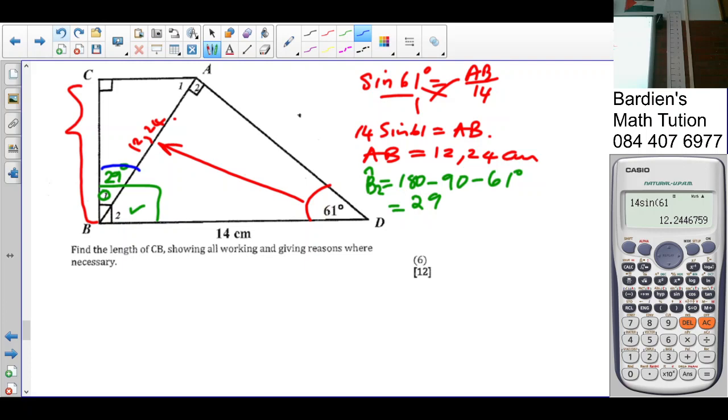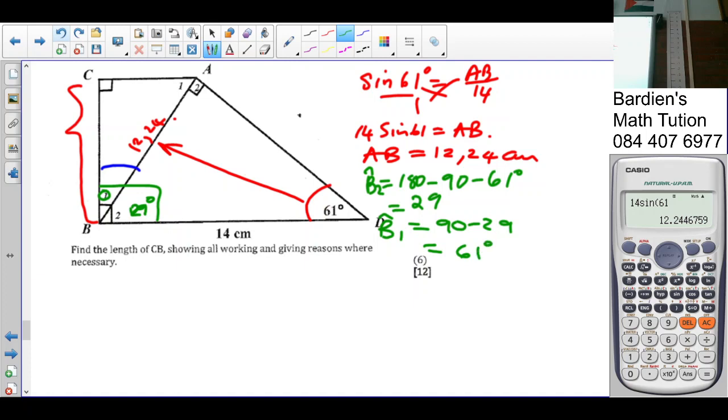P2 is 29. Okay, good. My mistake again. P2 is 29. So what is P1? Yes, it's 90 minus 29, which is 61.